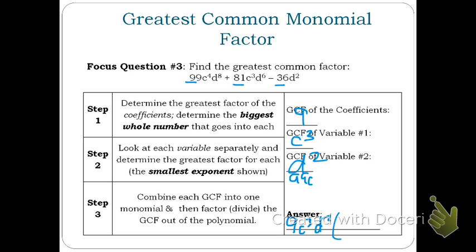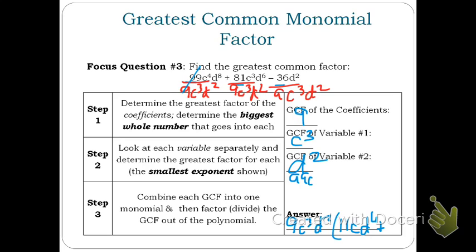99c to the... Here, I'm going to probably do this up above. So I'm going to divide each one of these terms by the greatest common factor. So 9c to the third d to the second. Okay, 99 divided by 9 is 11. C to the fourth over C to the third is just C. D to the eighth over D to the second, that's D to the sixth. Just keep on subtracting.